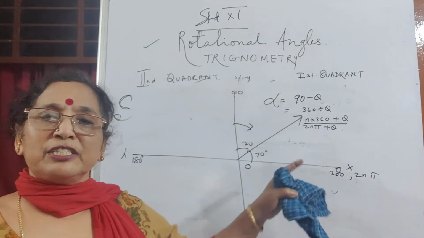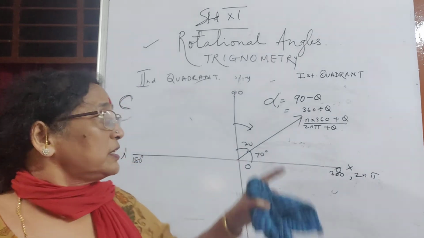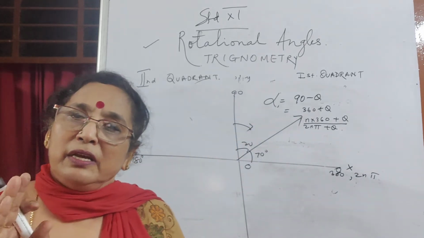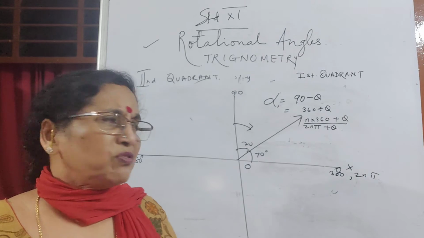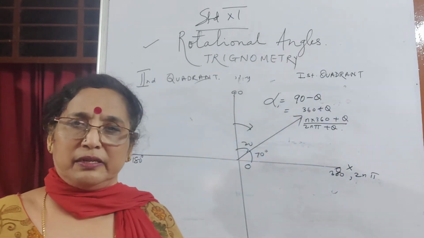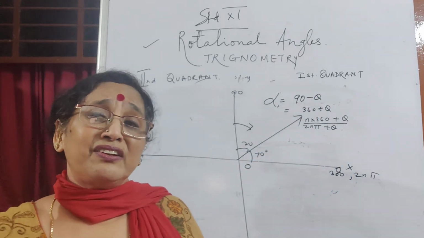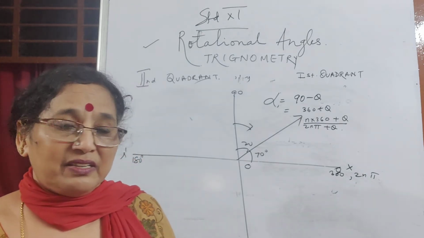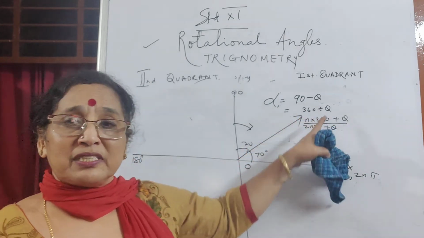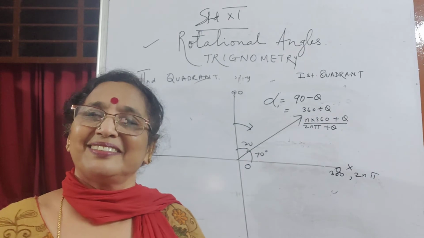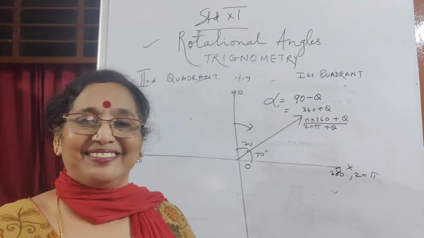Okay, meaning first quadrant, any angle can be written in three ways. If it's an acute angle, only 90 minus 70. Suppose an angle is 370 degrees. So that you write as 360 plus 10. First quadrant, am I right? So that theta is 10.